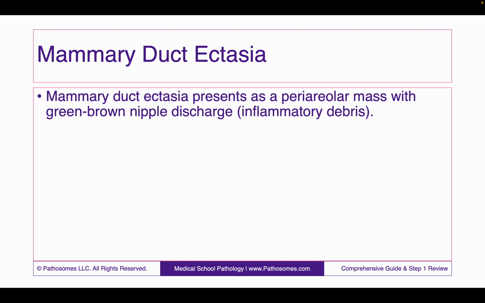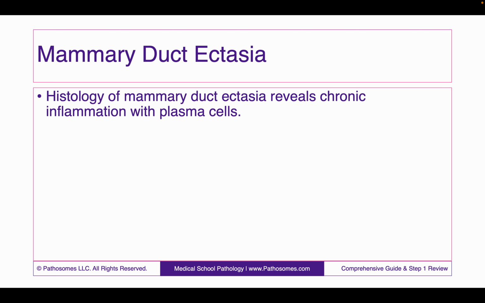Mammary duct ectasia presents as a periareolar mass with green-brown nipple discharge, that inflammatory debris. And histology of mammary duct ectasia reveals chronic inflammation with plasma cells. Do you remember what plasma cells look like? Because you might be asked to visualize this on histology. They have that eccentric nuclei and the perinuclear Hof, right?